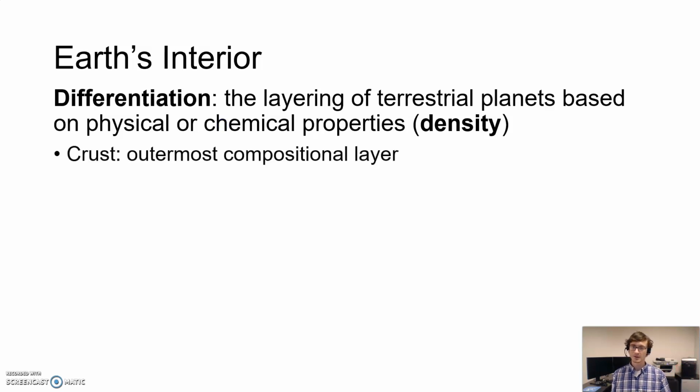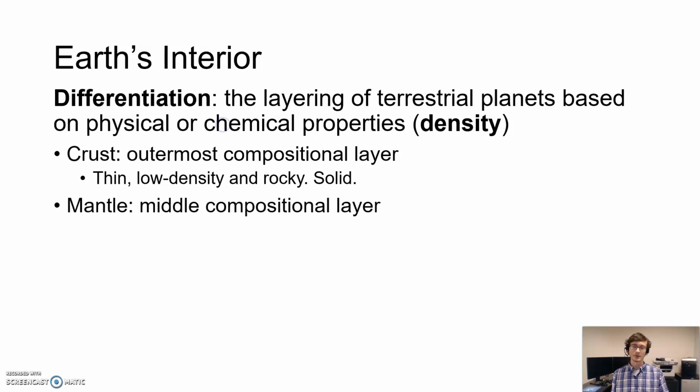We talk about first Earth's crust, the thing on the very outside. This is the thin skin of Earth, the thin rind, the scum which has come up to the surface. And I'm sure you already know this. The things that we call mountains, this is the light stuff compared to what is underneath it. Thin, low density, rocky, and solid.